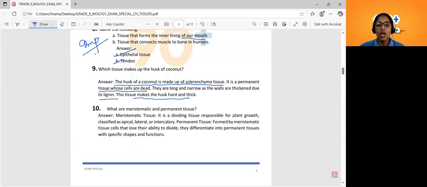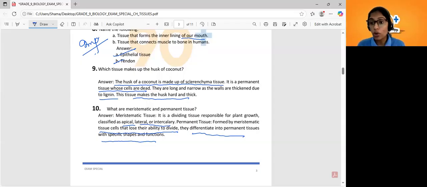And the 10th question is, what are meristematic and permanent tissue? So meristematic tissue is a dividing tissue which is responsible for plant growth, and it is classified as apical, lateral or intercalary meristem. And the permanent tissue is formed by the meristematic tissue cells; they lose their ability to divide and they differentiate into permanent tissue with specific shape and function. So this meristematic tissue, they are actively dividing cells. Okay, they are the ones responsible for plant growth and all.